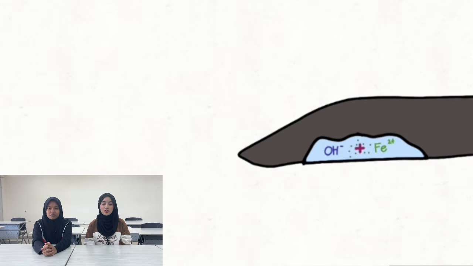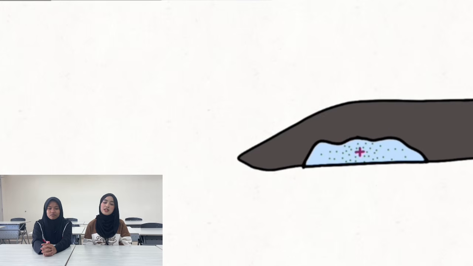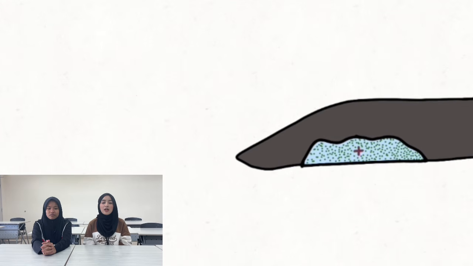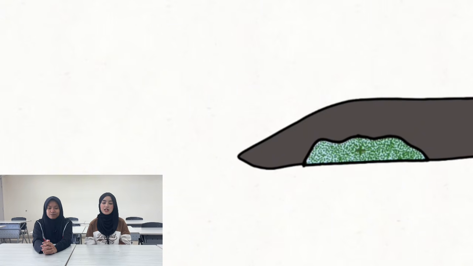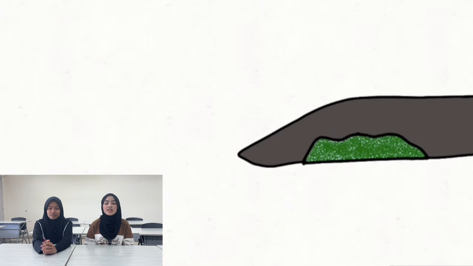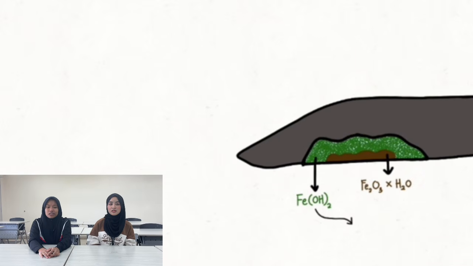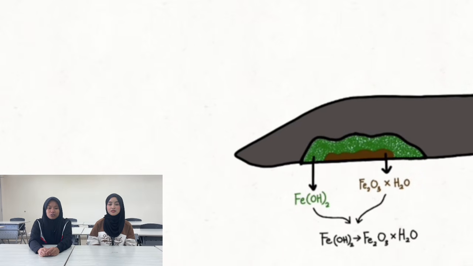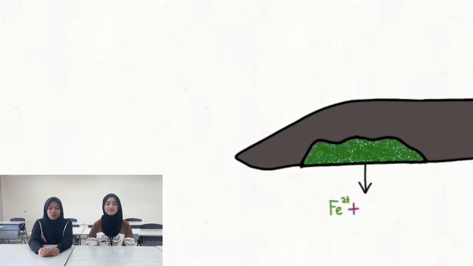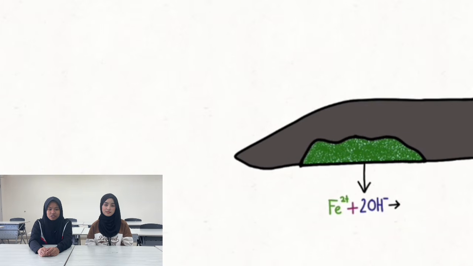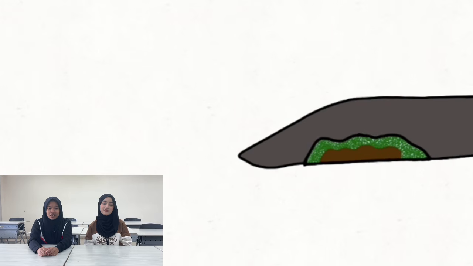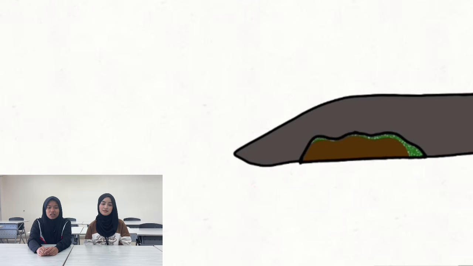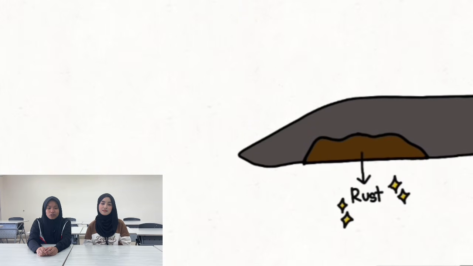Therefore, the electrons from the iron nail are received by dissolved oxygen and water. At the edge of the water droplet, this causes the oxygen and water to be reduced and form hydroxide ion. At the surface of the iron nail, iron(II) ion and hydroxide ion combine to form a green solid called iron(II) hydroxide. Iron(II) hydroxide is then oxidized to a brown solid called hydrated iron(III) oxide, which is also recognized as rust, by the oxygen in the air.